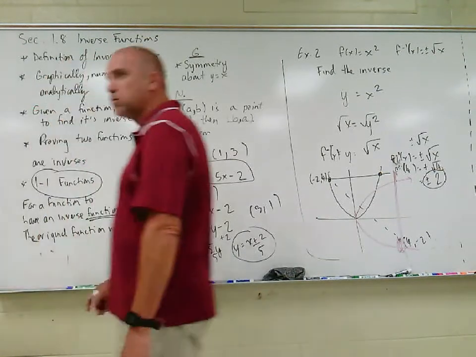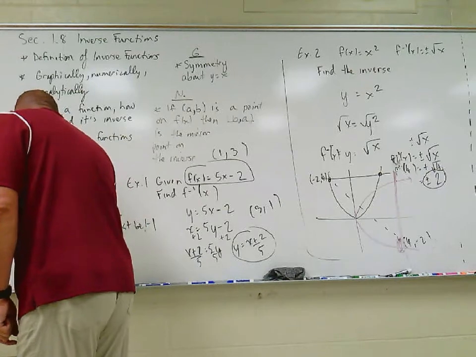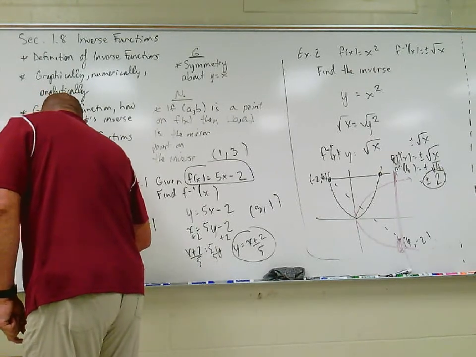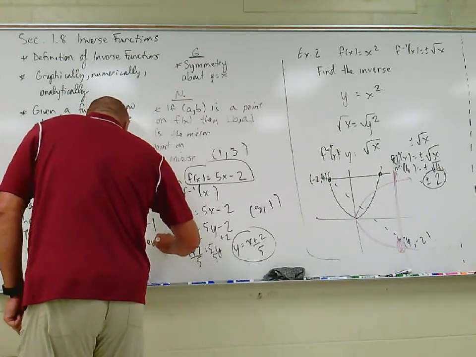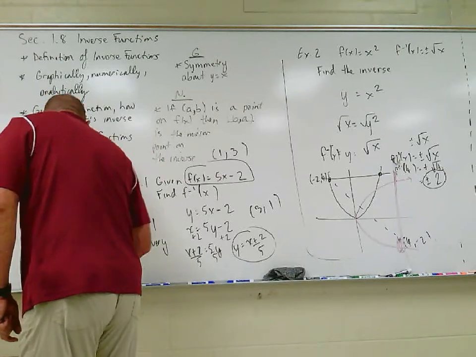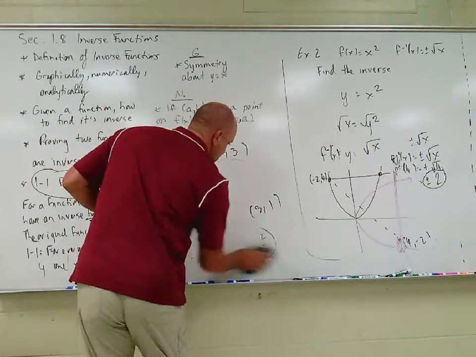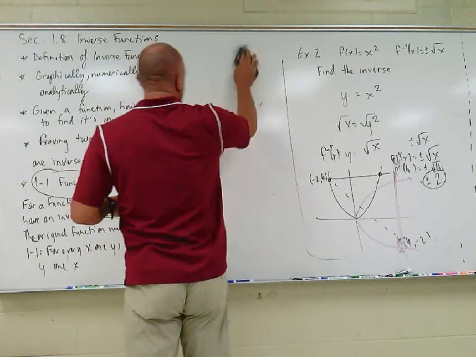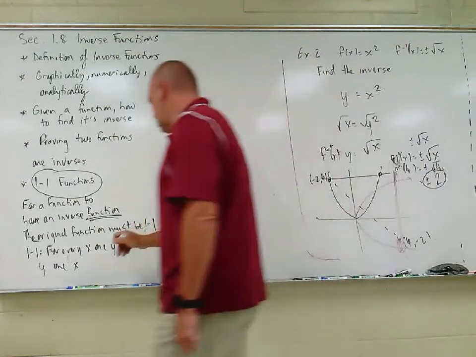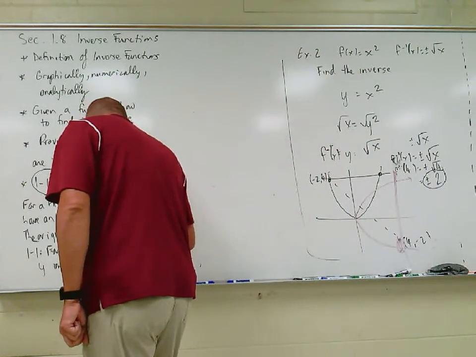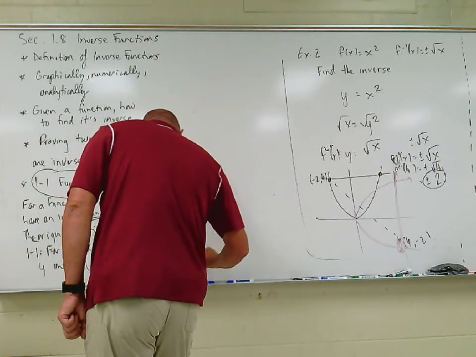one-to-one. And what does one-to-one mean? For every x, 1 y, and for every y, 1 x. So one-to-one means for every x, 1 y, and for every y, 1 x. Okay? And we will say it must pass the horizontal line test. All right.